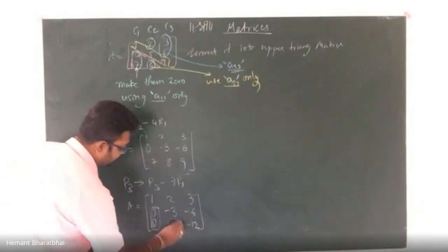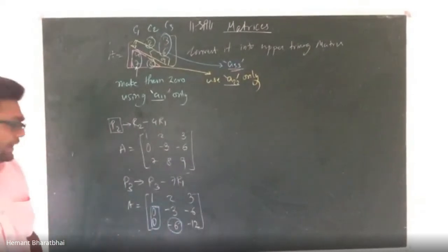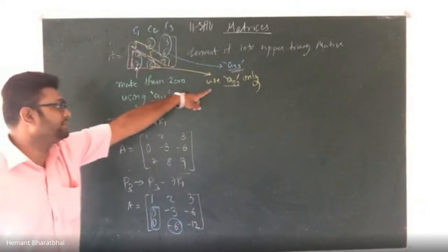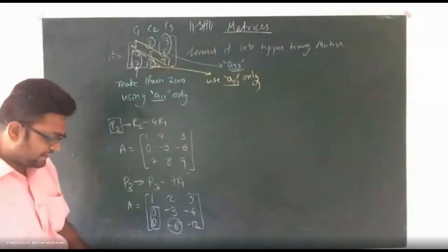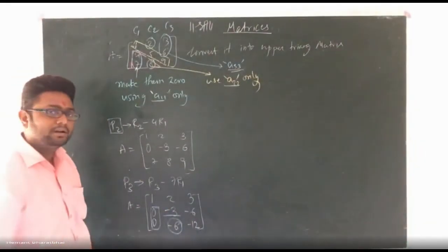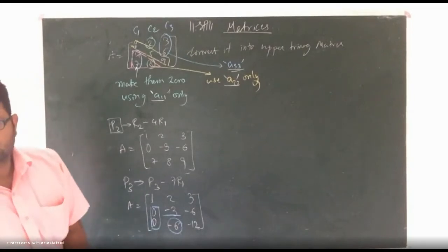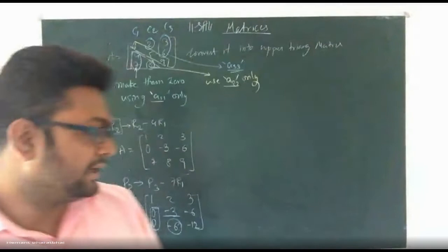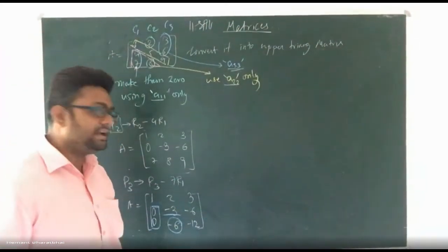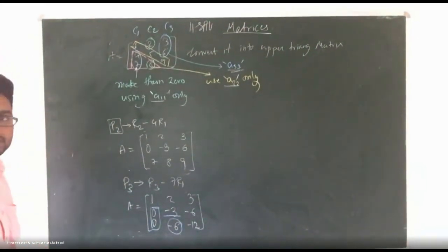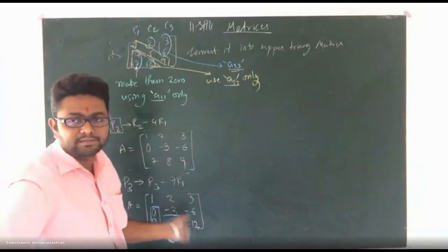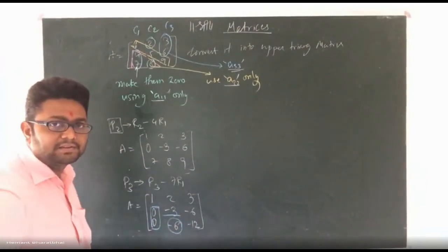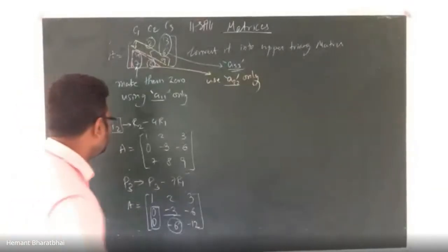Now only this is left. And since it is in column 2, I should use this element. I should use element A22. So I am going to use this element to make this 0. So now if I multiply my row 2 with 2, then I'll get 6. And then if I subtract, minus 6 minus minus 6, minus minus will become plus. So minus 6 plus 6, that will become 0.